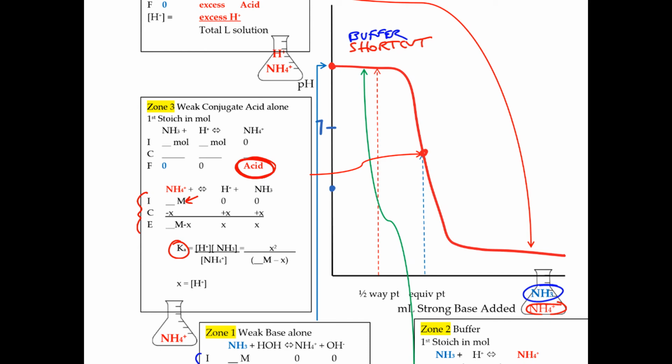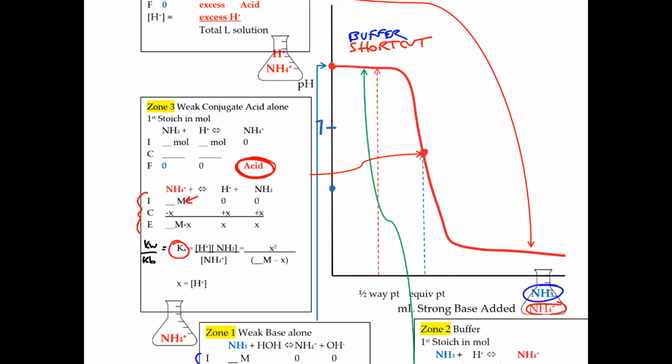And the problem with this is that you might not know the Ka. You might have to get it from the Kb. So let me just write that here real quick. Kw over Kb equals Ka. So be careful about that.